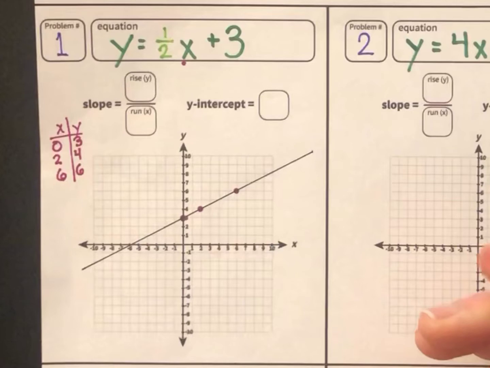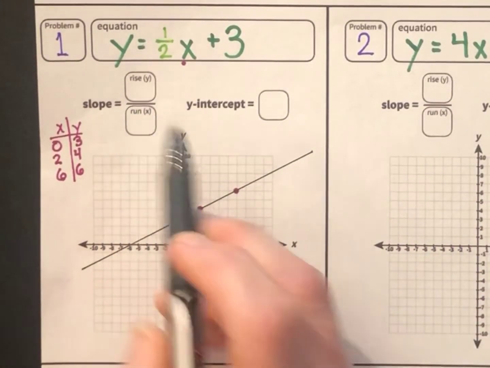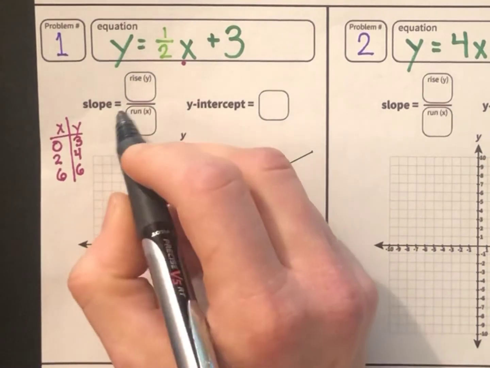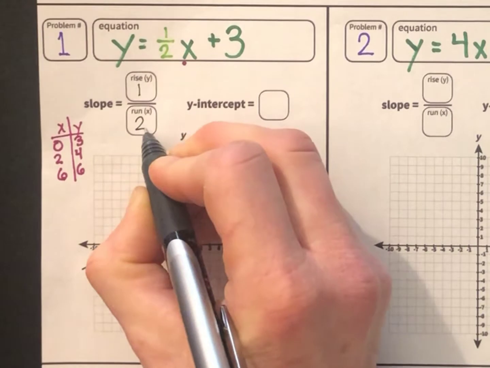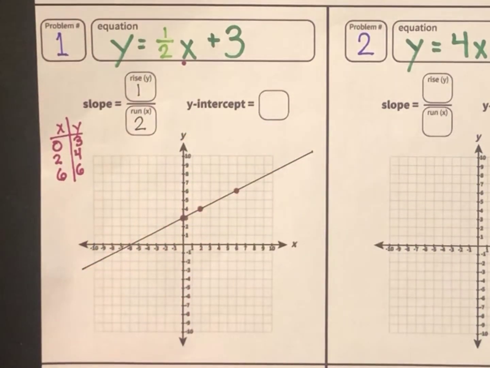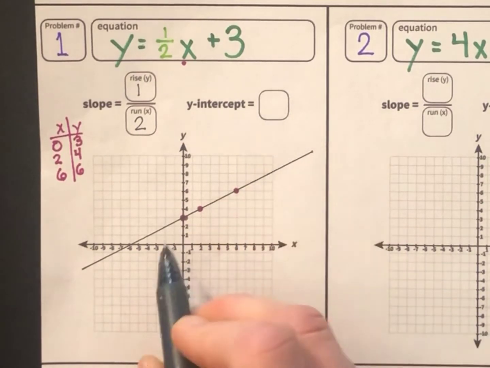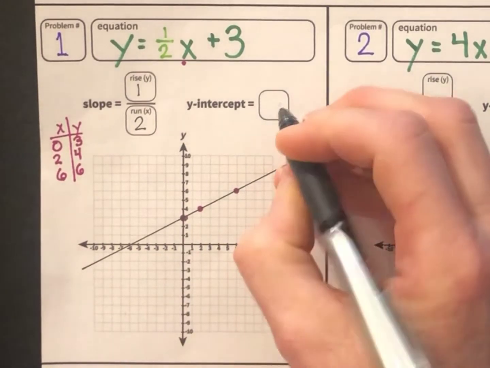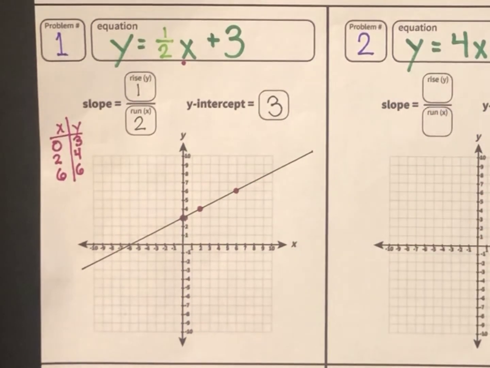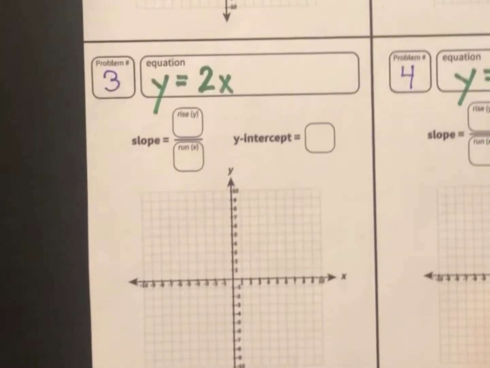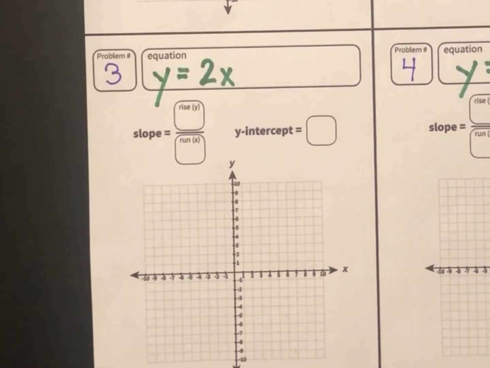Now we can go back and find the slope and y-intercept. Remember, slope is rise over run. How high do I go up? 1. How far do I go over? 2. The slope is 1/2. Y-intercept is just where it crosses the y-axis. It crosses at 3. The slope is 1/2. The y-intercept is 3. Let's move on down to this bottom one, number 3.